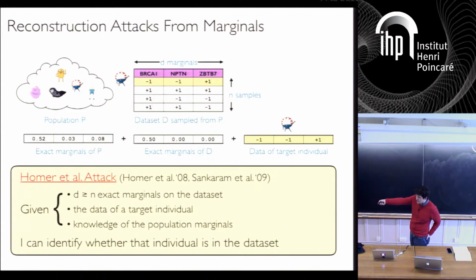So they need the data to be high dimensional. The dimension has to be bigger than n. Well, they need the data of the target individual, and they need this knowledge. Okay, so these are the assumptions. They're fairly mild. And by identify, I mean in a very strong sense. So any individual in this data set, or almost any individual in this data set, they would say, yes, that individual's in the data set. If I took this individual from the population who's not in the data set, they would say, no, this individual is not in the data set.